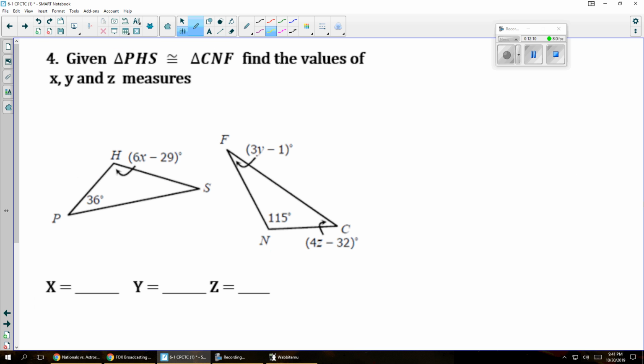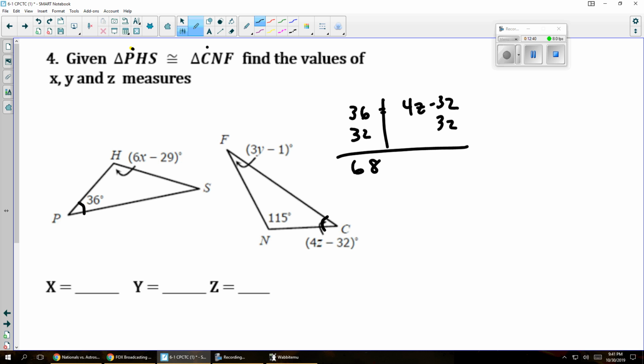You can do the same exact idea for angles. So angle P, let's use a different color here, angle P matches up with angle C, or 36 equals 4z minus 32. Add 32 to each side. 68 equals 4z. Divide both sides by 4. z equals 17.